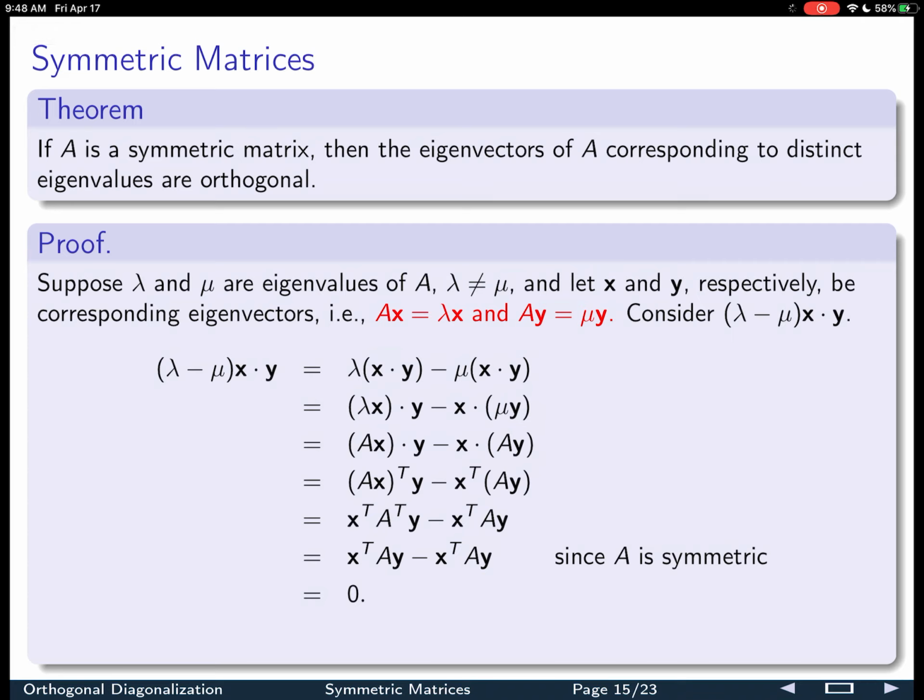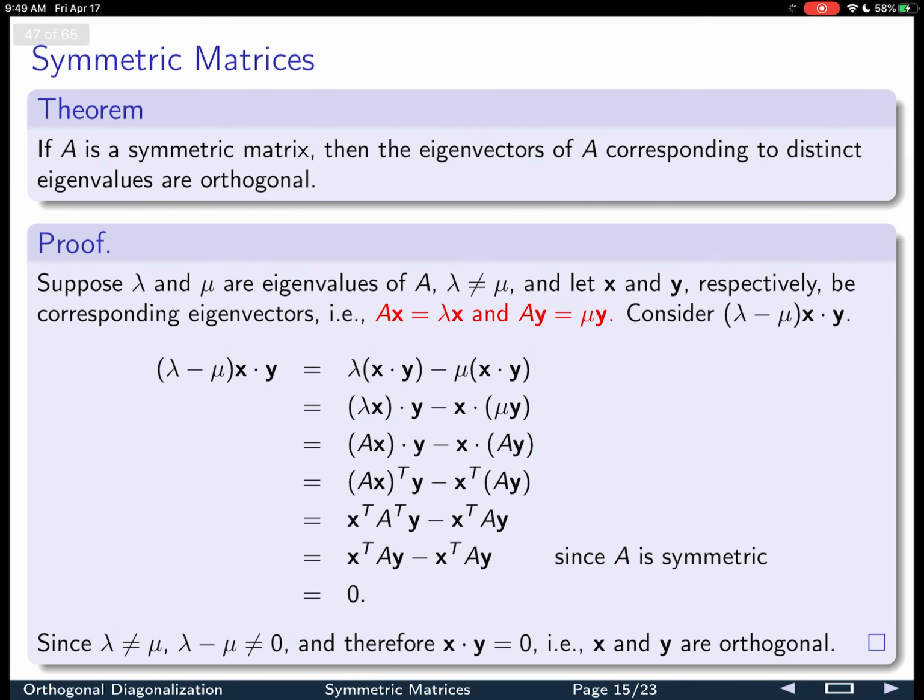Now, there are only a couple ways that can happen. Either the eigenvalues are the same and that initial scaling factor is 0. So that's not true because lambda doesn't equal mu. And so the only way that this dot product is actually equal to 0 is if x and y are orthogonal. And so that's a cool proof that shows you why eigenvectors corresponding to distinct eigenvalues need to be orthogonal.